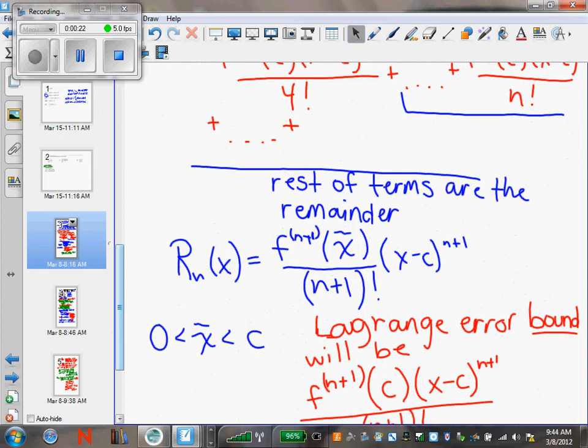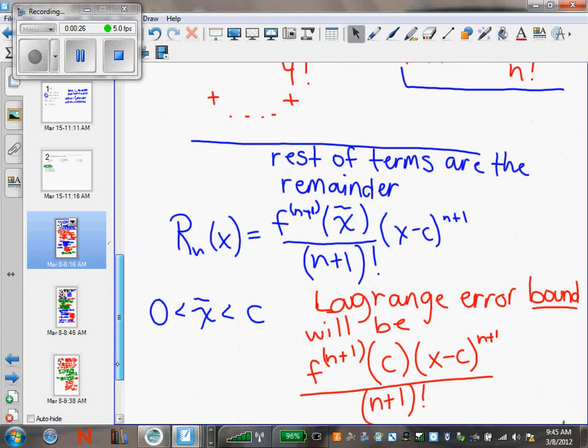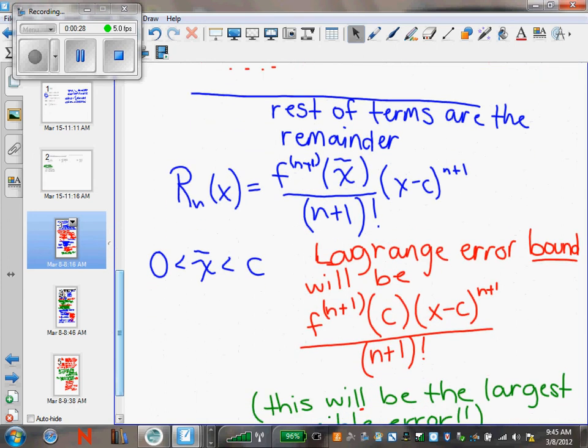The Lagrange error bound will be f raised to the n plus 1, with some value of x plugged in, times x minus c raised to the n plus 1, over n plus 1 factorial. So the next term was some value of x in between 0 and your c value.